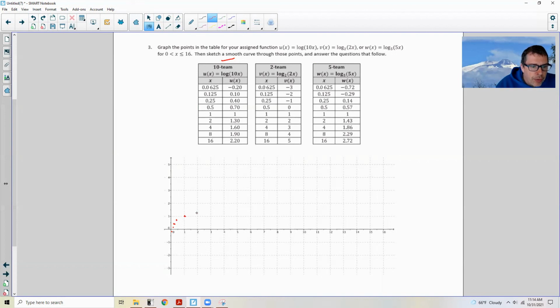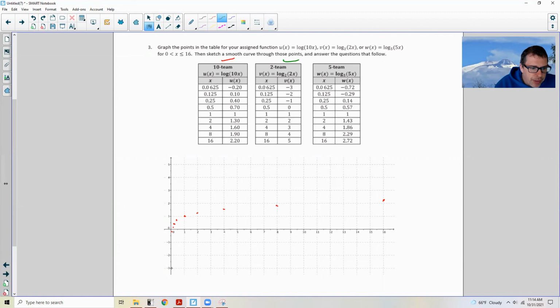2, 1.3. 4, 1.6. 8, 1.9. 16, 2.2. Okay, so there is team 10. I will do team 2 in green.